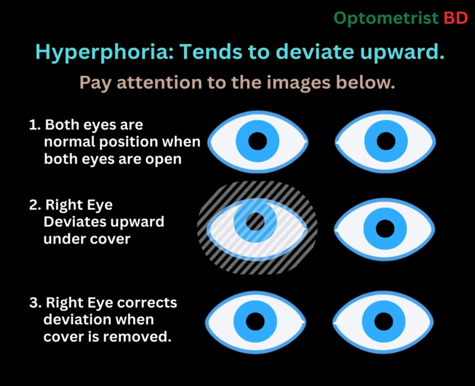Hyperphoria tends to deviate upward. Pay attention to the images below. 1. Both eyes are in normal position when both eyes are open. 2. Right eye deviates upward under cover. 3. Right eye corrects deviation when cover is removed.